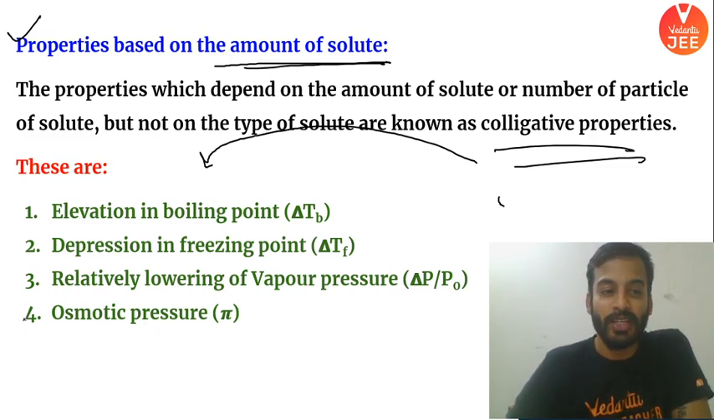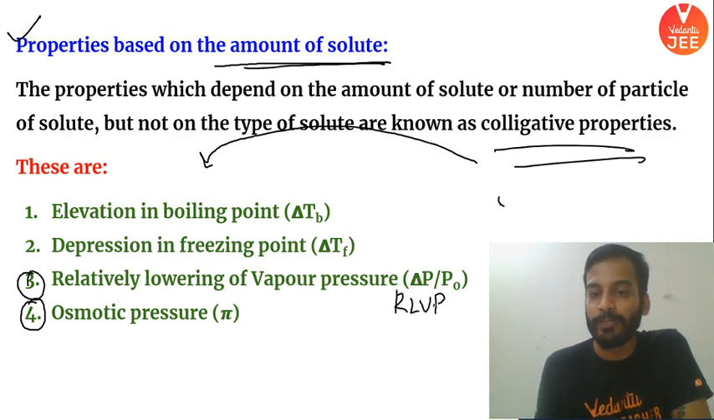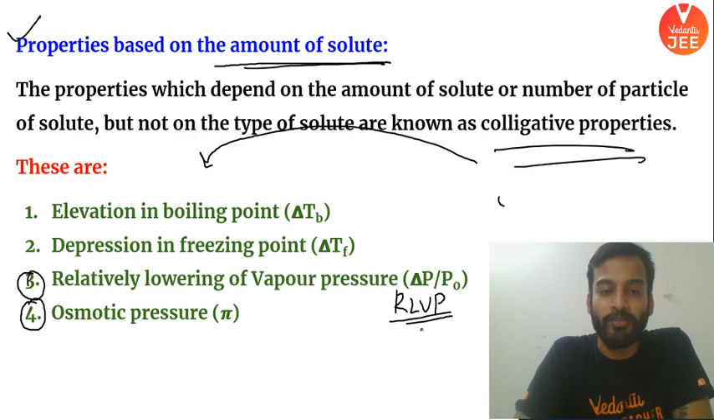In tomorrow's session, or whenever we have the next session, we will start with osmotic pressure and RLVP. इसे प्यार से हम RLVP भी बोलते हैं. We also call it relative lowering of vapor pressure. In short, we call it RLVP.